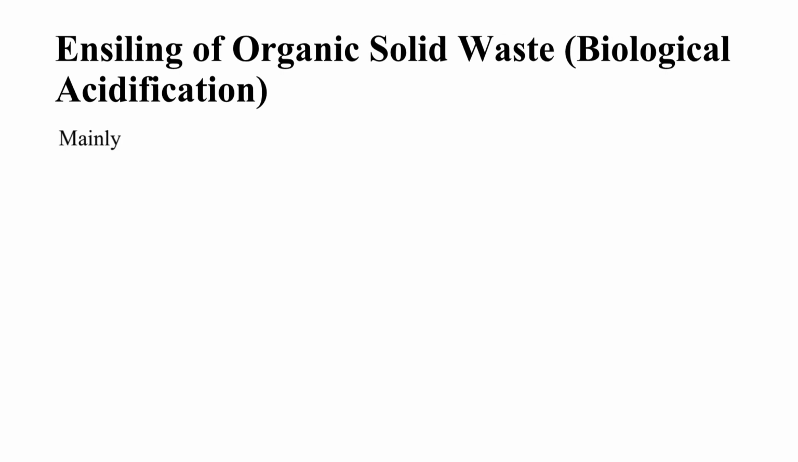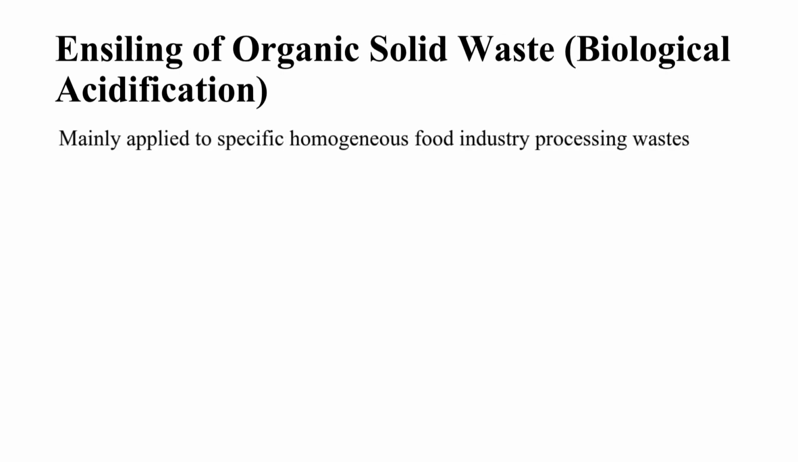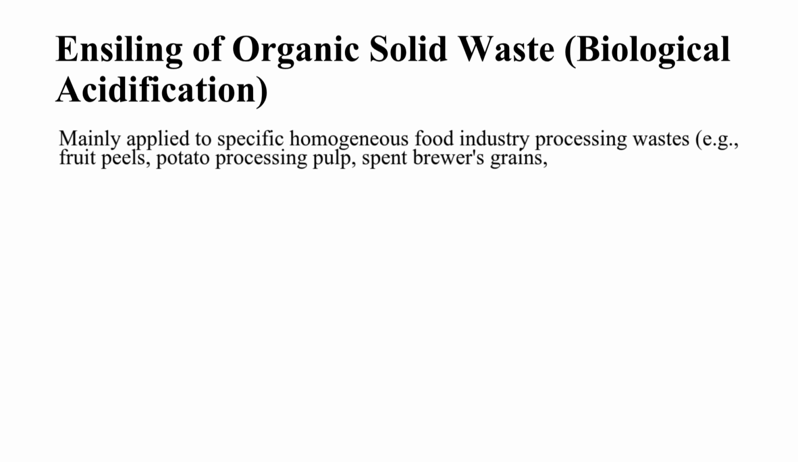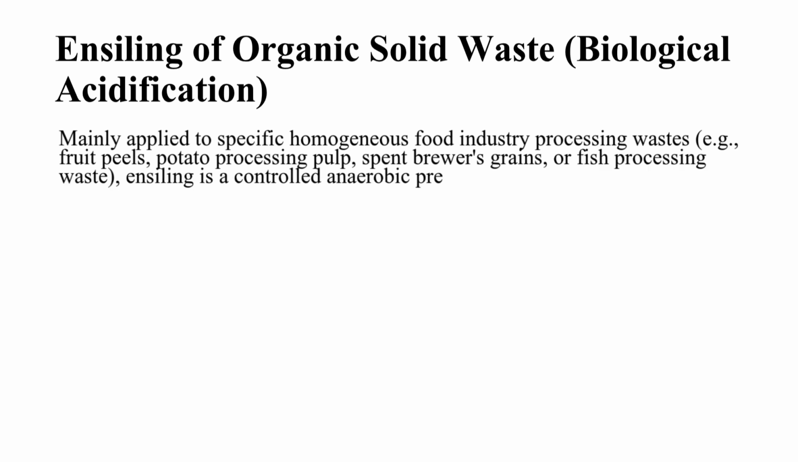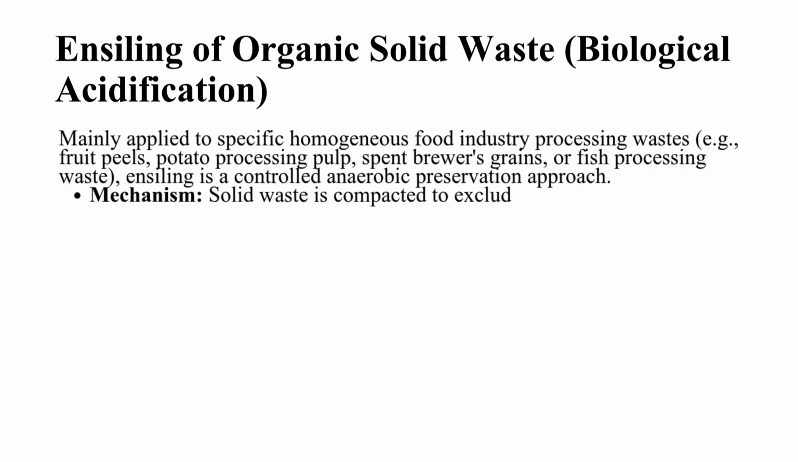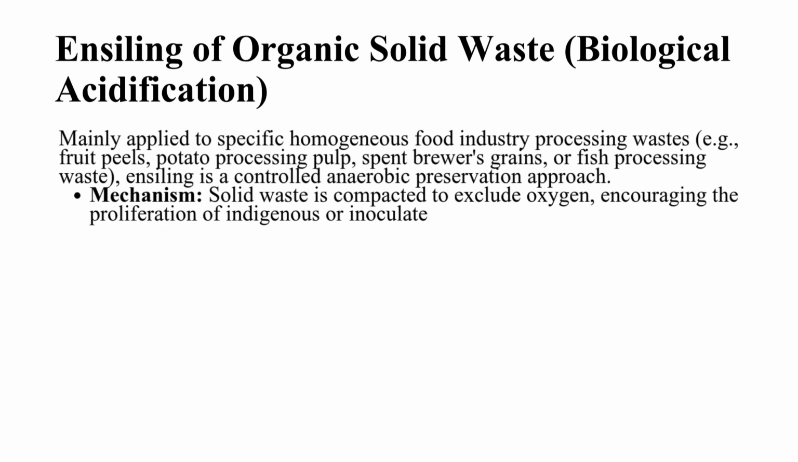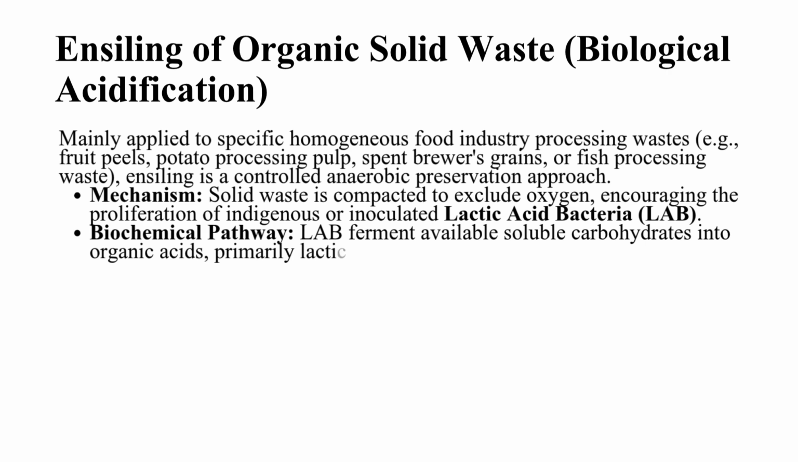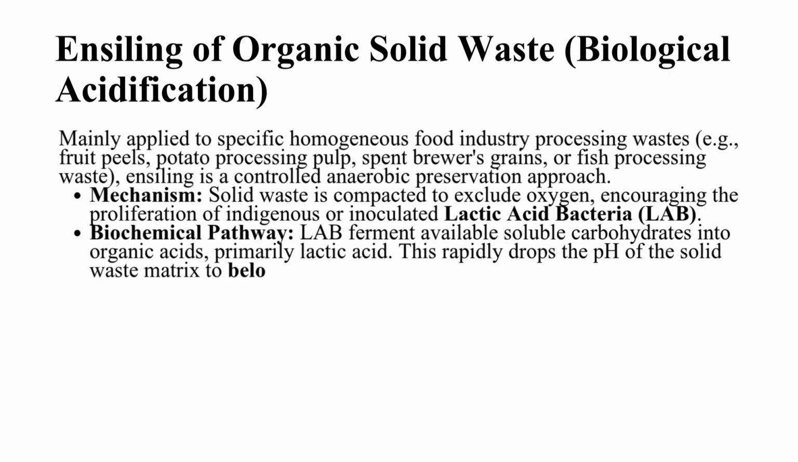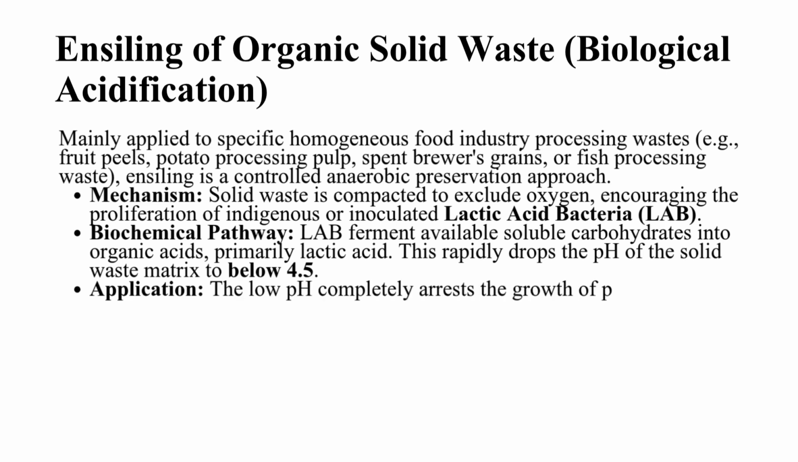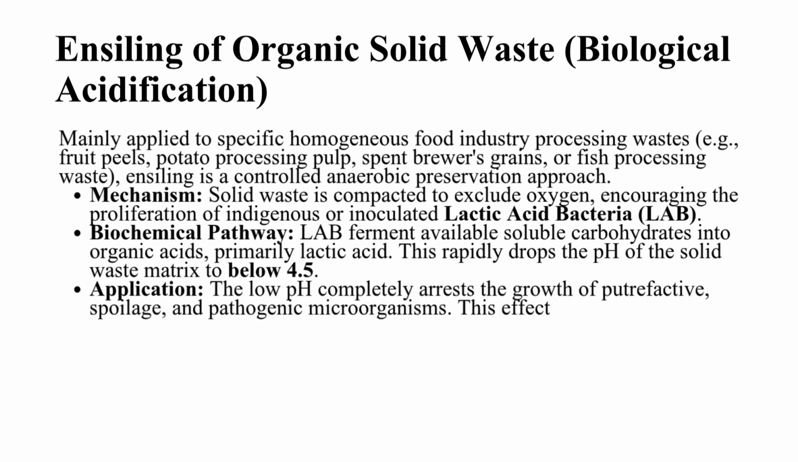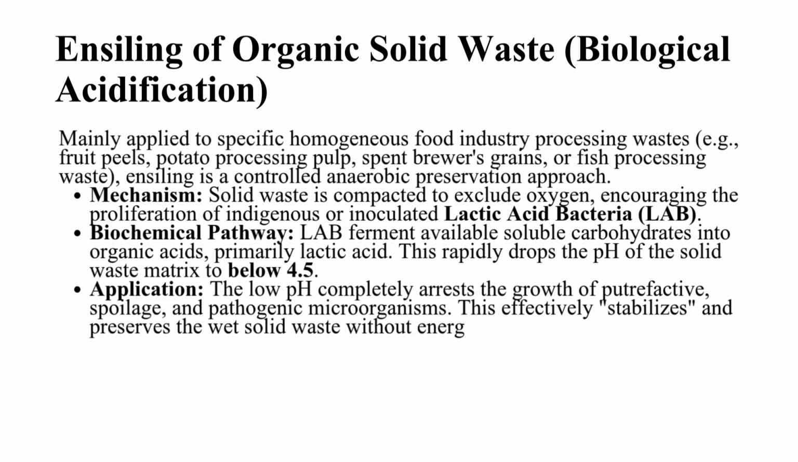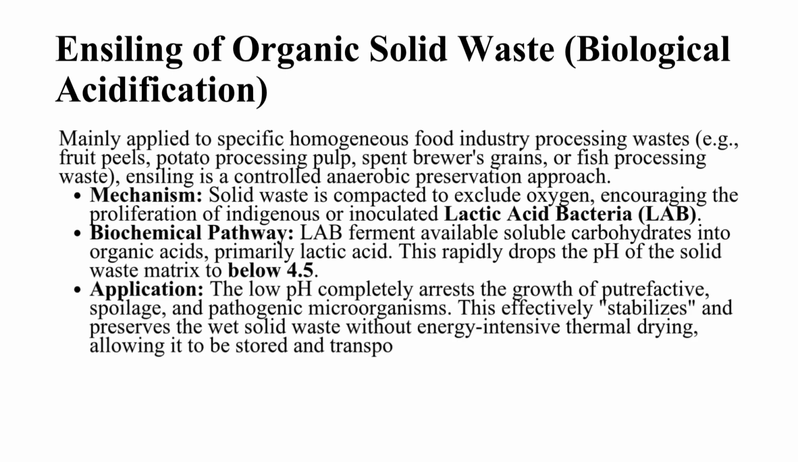The final biological approach discussed here is ensiling of organic solid waste. Ensiling is mainly applied to homogeneous food industry wastes such as fruit peels, potato pulp, brewers' grains, and fish processing waste. The process involves compacting the material to exclude oxygen and create anaerobic conditions. Under these conditions, lactic acid bacteria multiply and ferment soluble carbohydrates. The primary product formed is lactic acid.